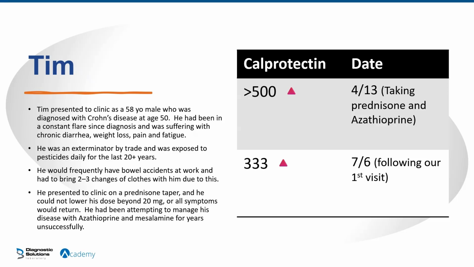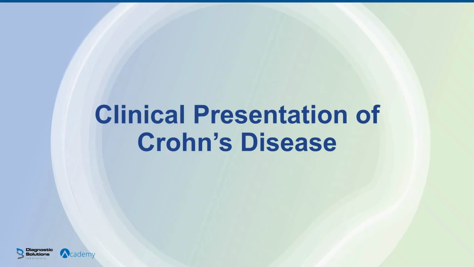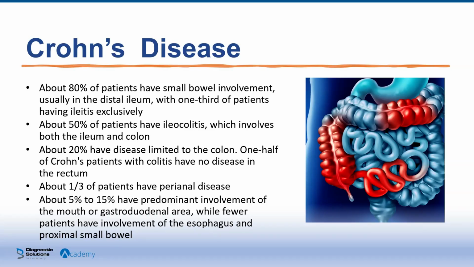Once he dropped to 15, all of his symptoms would return: the diarrhea, the pain, the fatigue. He had been trying to manage his disease with azathioprine and mesalamine for years, and it wasn't successful. On April 13th, he had a calprotectin of over 500. The lab that he used just did that cutoff, and when I first saw him on steroids, he was at 333. Let's talk about how Crohn's disease often presents.